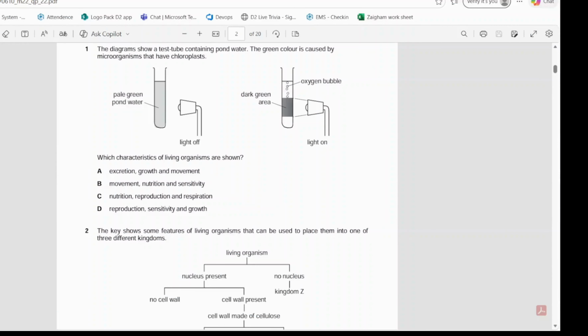This is the paper of March 2022, and we are solving it. Let's start with the first MCQ.